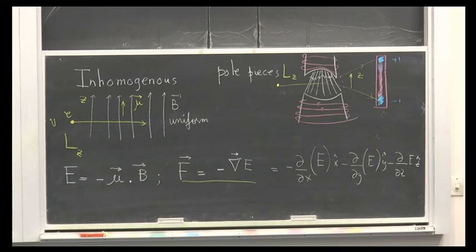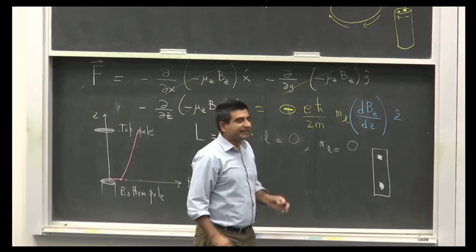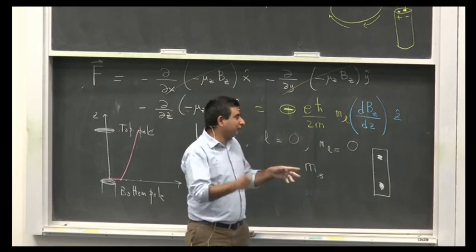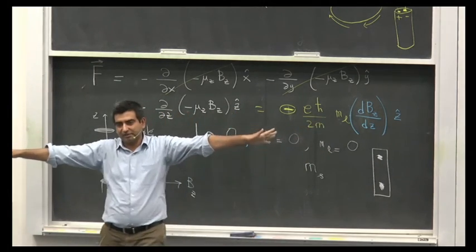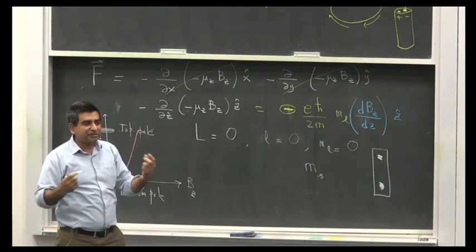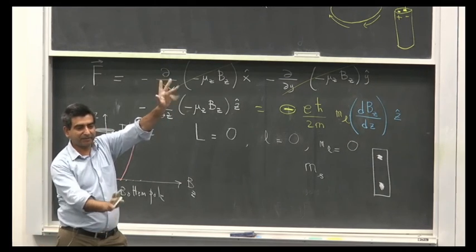But when this experiment was actually performed on silver atoms, which in the ground state have L equals 0, and one looked at the screen, Stern and Gerlach found two distinct spots, which means that there is some quantum number ms. L is 0, so ml is 0, no doubt about this. But there's some other quantum number, let's call it ms, which takes two values, plus something and minus something.